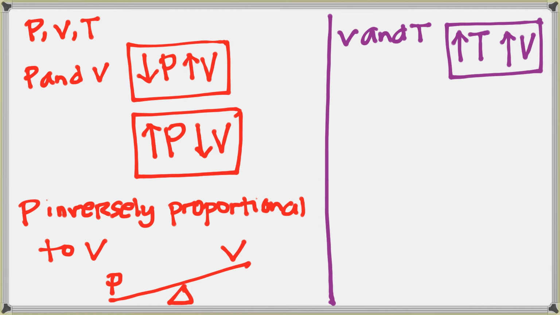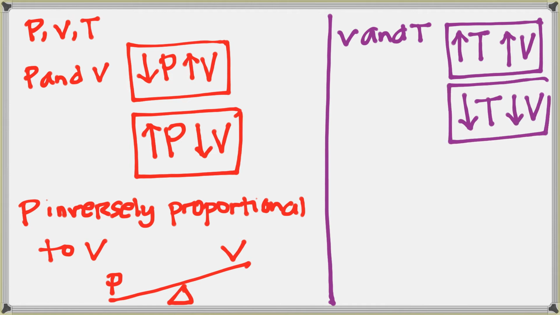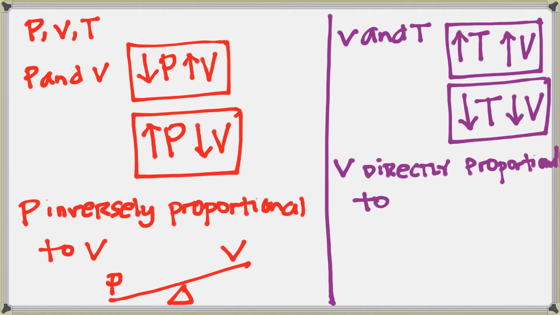Now, if we let that balloon cool down, decrease the temperature, you're going to notice that the volume also goes down. You see it? So if you look closely at this relationship, we can say that V is directly proportional to T. So again, if V goes up, T goes up. T goes down, V goes down. So it's like an elevator. They go in the same direction.